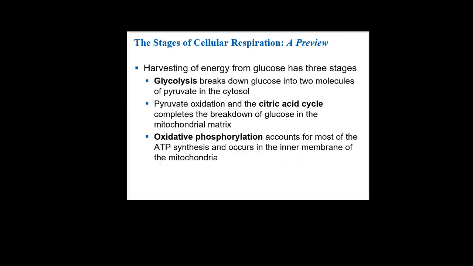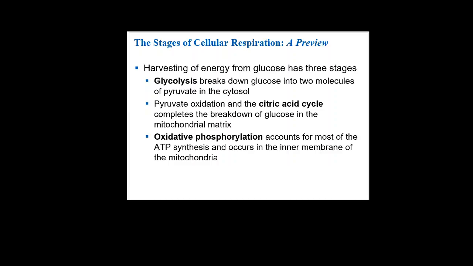Harvesting the energy from glucose has 3 metabolic stages. First is glycolysis, which breaks down glucose into 2 molecules in the cytosol. Then pyruvate oxidation and the citric acid cycle, also called the Krebs cycle, complete the breakdown of glucose in the mitochondrial matrix. In prokaryotes, the breakdown of glucose to carbon dioxide takes place in the cytosol. A little differentiation there. And then oxidative phosphorylation.